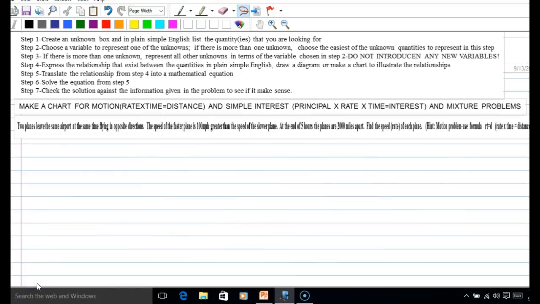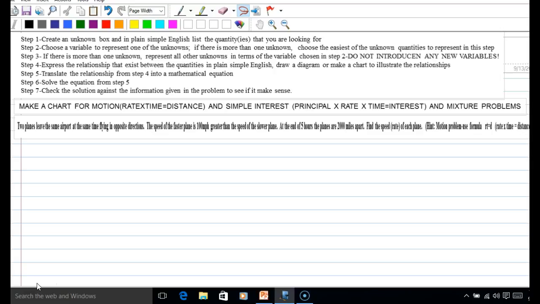In the next couple of problems, what we're going to do is look at problems that require us to make a chart in order to make deriving the equation easier. Problems that you will need to make a chart for deal with motion. And there are specific formulas that we use for these particular problems. If it's a motion problem, it deals with rate or speed, if you will. In a motion problem, we're going to use the formula rate times the time is equal to the distance.